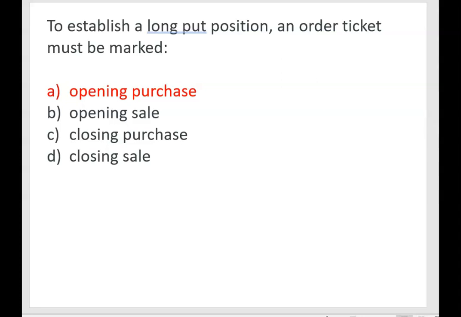Again, if I established a short put position, then B would have been the choice, right? An opening sale. Okay. Does that help? Good deal. Thanks, Karina.